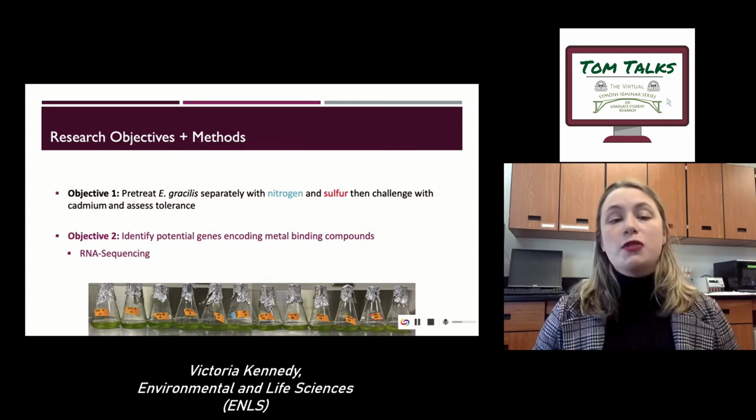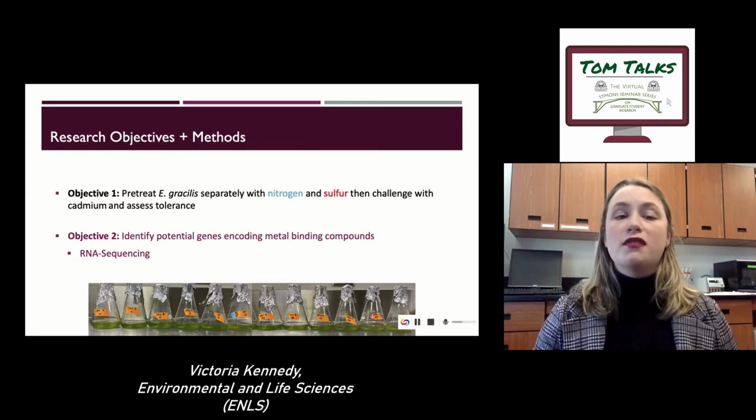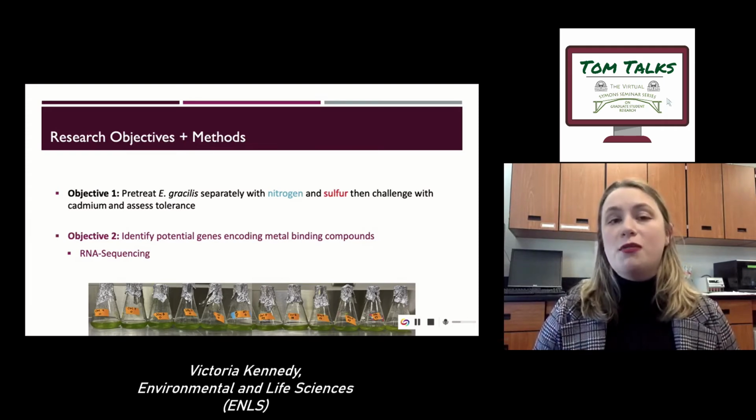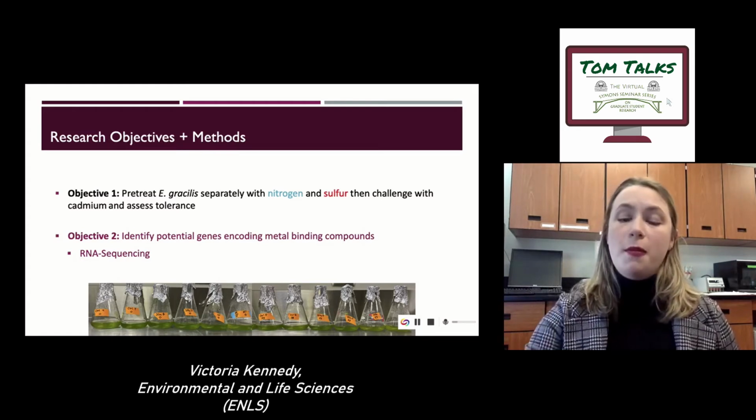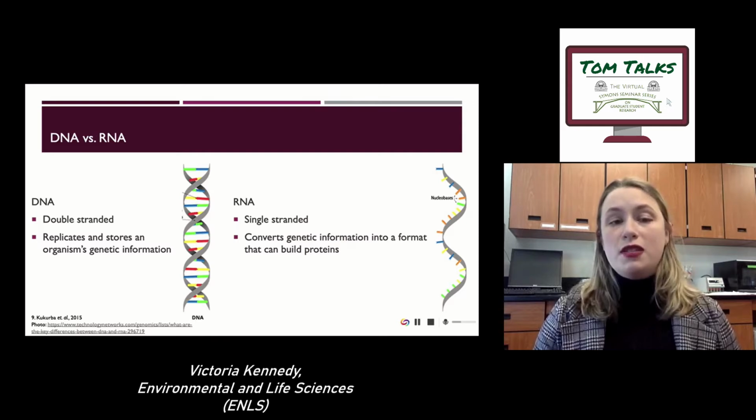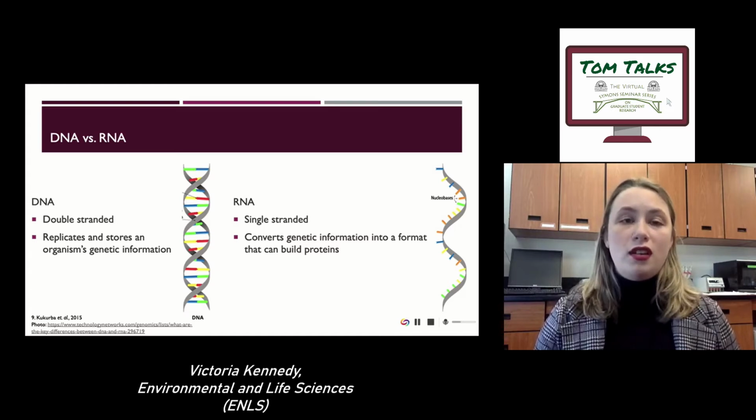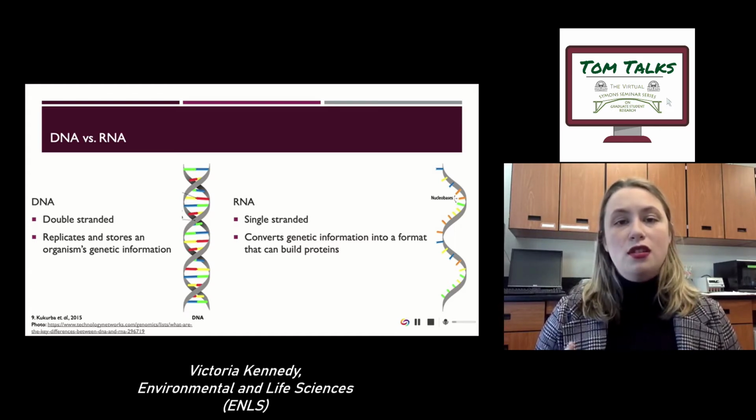So that was the first objective of my project, and the second objective is to, like I said, identify genes that could be encoding for these metal binding compounds, specifically using RNA sequencing. So before I get into RNA sequencing, I want to talk to you about DNA and RNA. So DNA is double-stranded, and its role is to replicate and store an organism's genetic information. RNA, on the other hand, is single-stranded, and its role is to convert genetic information into a format that can build proteins.